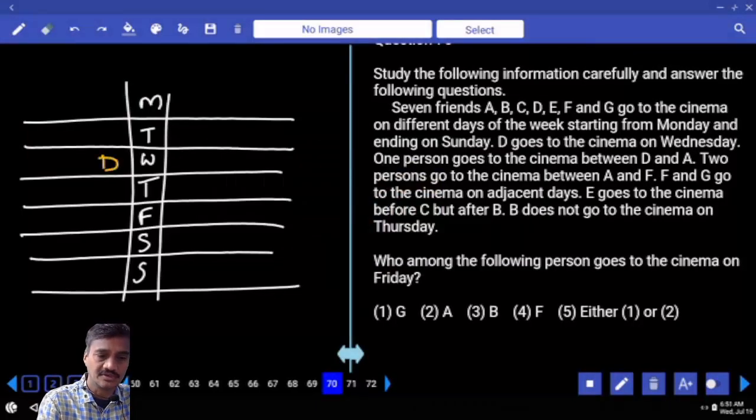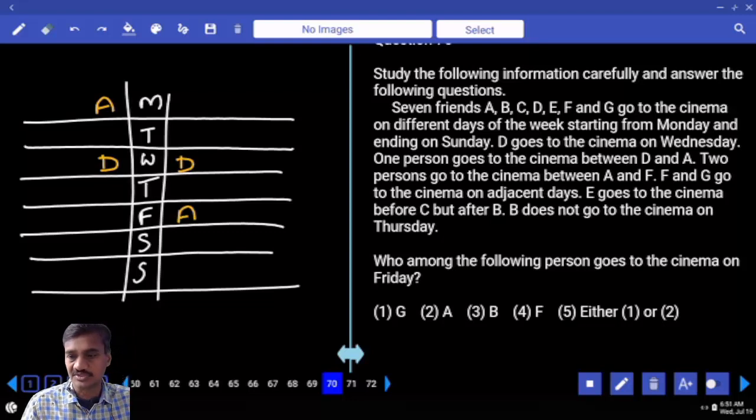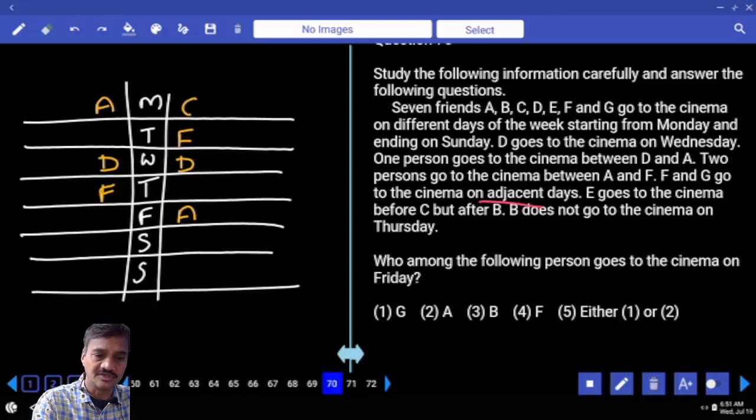And D on Wednesday. And next, exactly one person goes to the cinema between D and E. D and E, there must be exactly one person. And 2 persons in between A and F. In between A and F, how many persons are there? Exactly 2. Now in this one, 1, 2, F must be here. F and G go to the cinema on adjacent days. Now F and G on adjacent days.